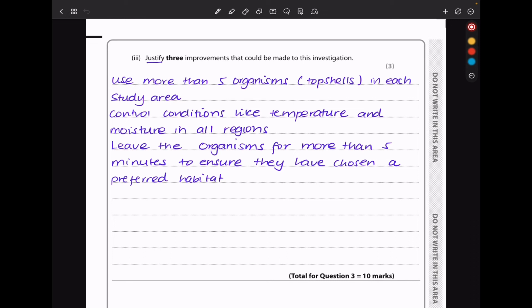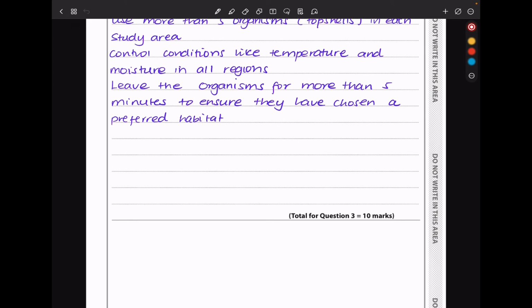Next, they say justify 3 improvements that could be made to this investigation. If you remember, in the beginning, they used only 5 organisms, and actually they carried out the experiment for 5 minutes per time. So we could increase the time, use more organisms in order to confirm that our results are actually valid. So I said use more than 5 organisms, or you could say more than 5 topshells in each study area. And then you can control conditions like temperature, moisture, and so many more, because these could affect how these organisms move. And then leave the organisms for more than 5 minutes to ensure they have chosen a preferred habitat. So this brings us to the end of question 3.